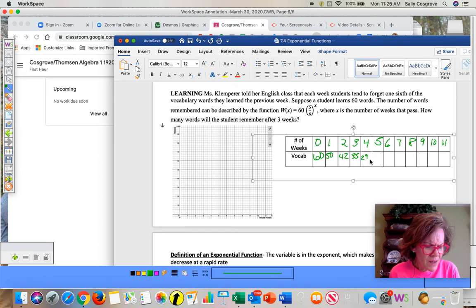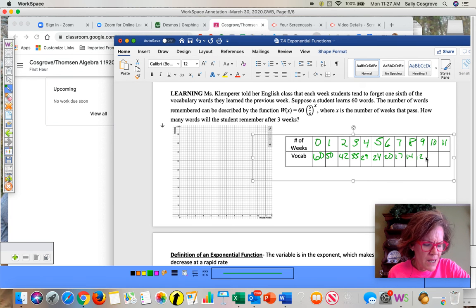By week 5, it says we know 24. By week 6, it says we know 20. By week 7, it's 17. Let me scroll down and look. Let's see. Week 8 is about 14. Week 9 is 12. It's 11.6, but we got to round because you don't have 0.6 of a word.